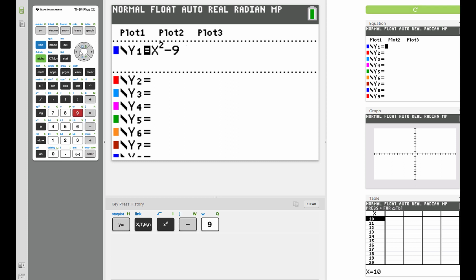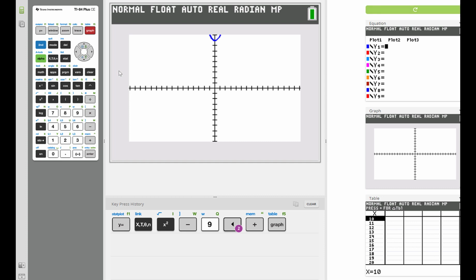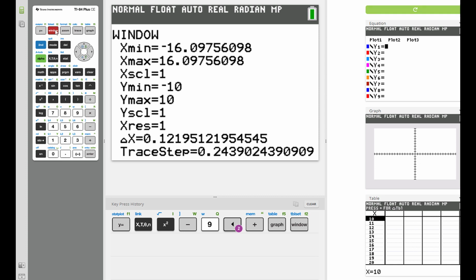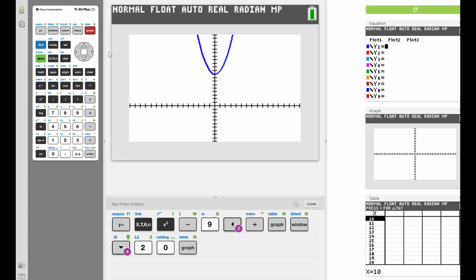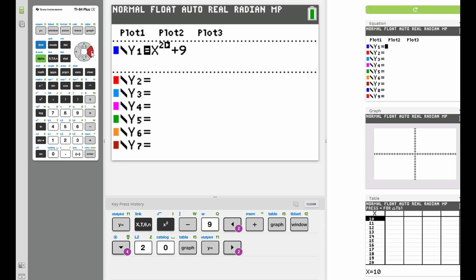I'm going to go ahead and graph this to show you that this is actually a parabola. Oh, that's not a very good graph. Let's adjust our window. I'm going to make the y max higher, let's go to 20. Oh yeah, you see it there? It's a parabola. This is a function. It passes the vertical line test, but it does not pass the horizontal line test.